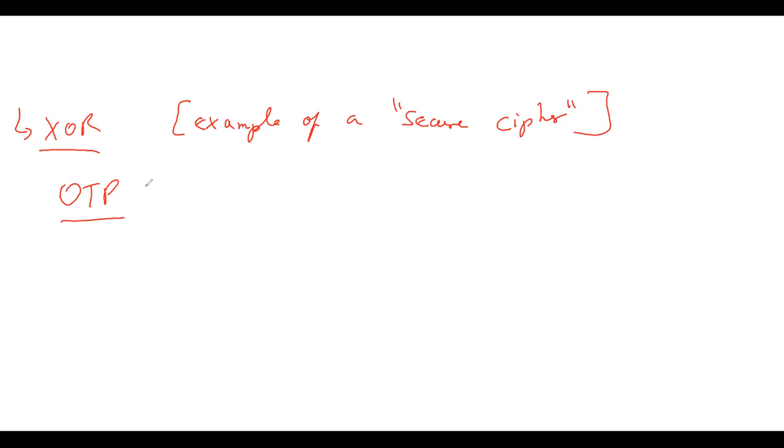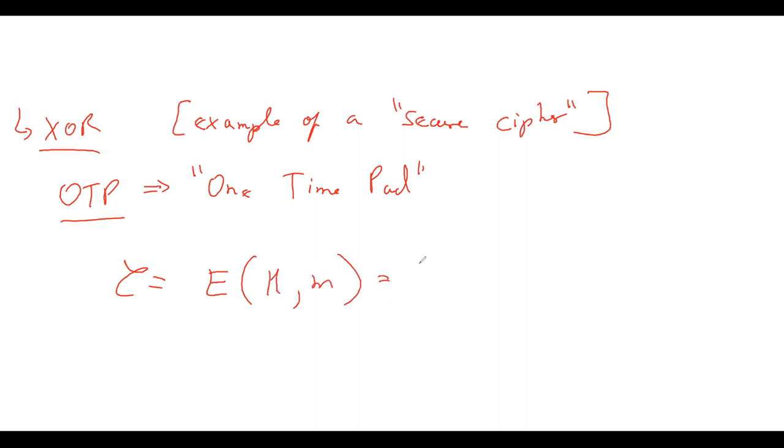Now, OTP stands for the one-time pad. This has been around for a while, and people have studied it, of course. The basic idea with this algorithm is what we've been discussing: the cipher is the encryption of key and message, and that's just equal to K XOR M. Remember, that's XOR.